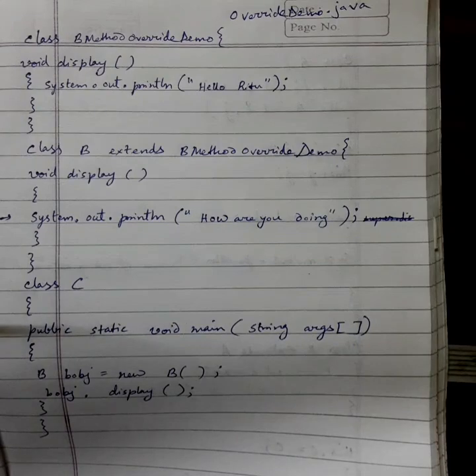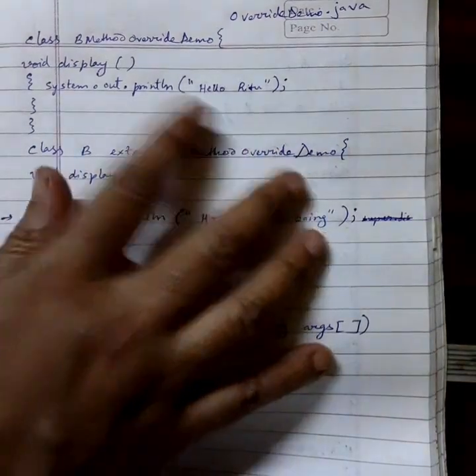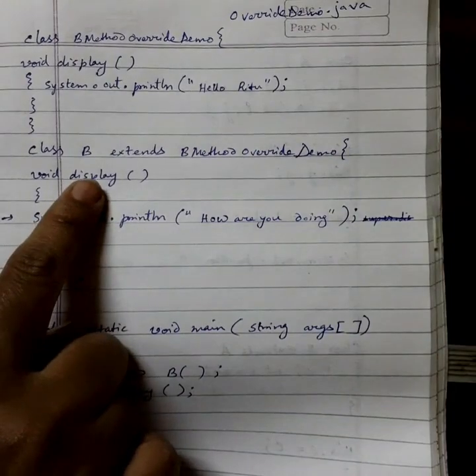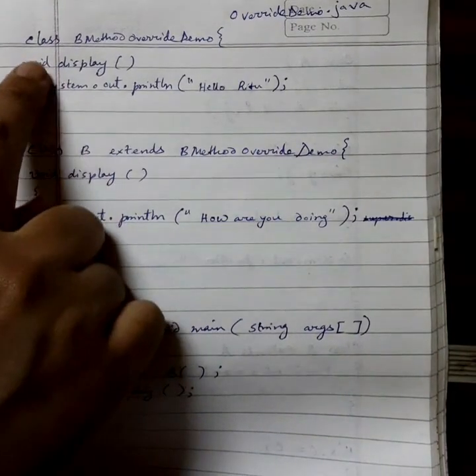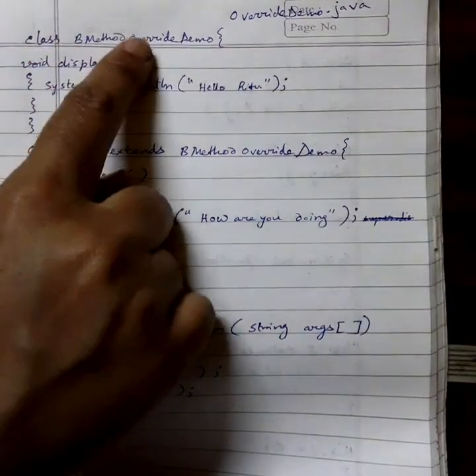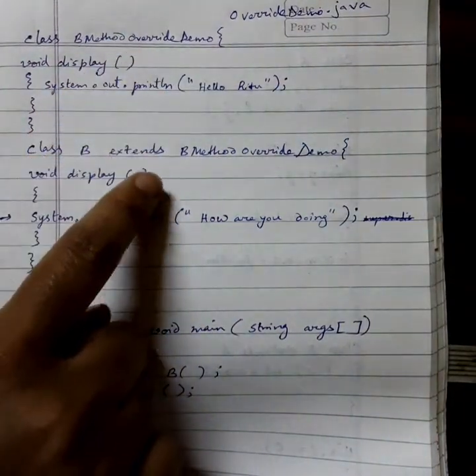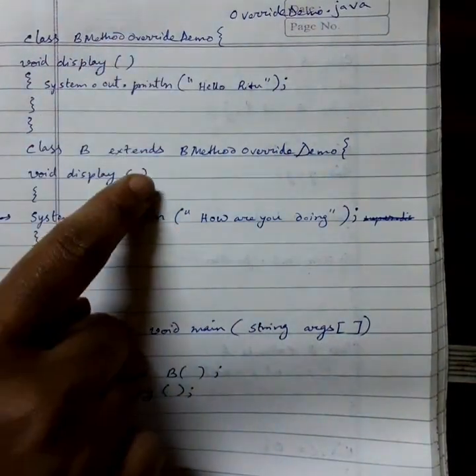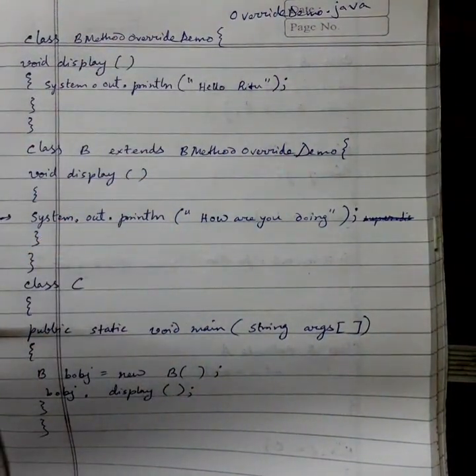So B extends this class, and class B also has got a method display with the same return type, same name, and same set of parameters. No parameters here, but with overriding the signature and the name both are the same, as opposed to overloading where only the name is the same.